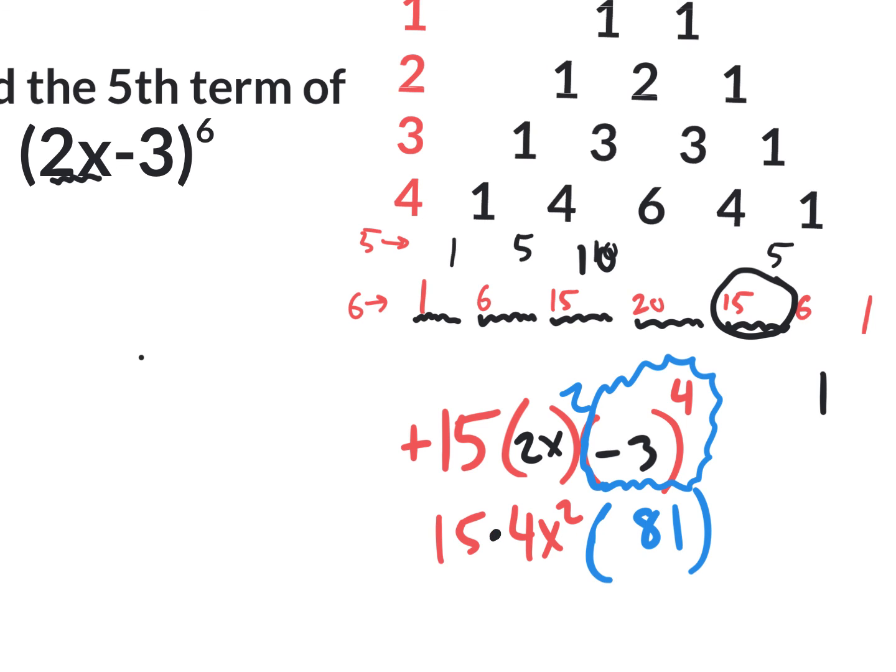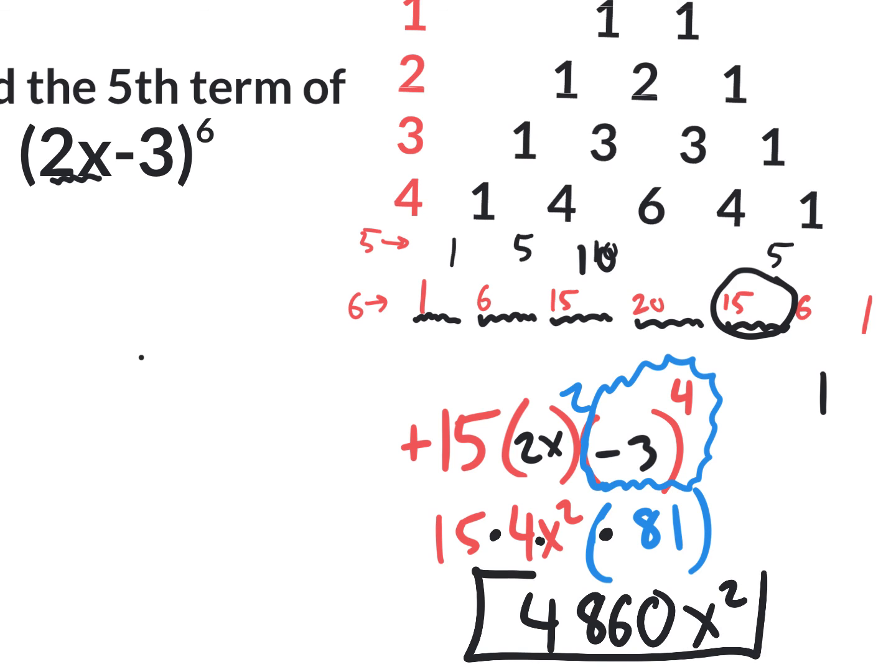You have 15 times 4 times x squared times 81. So with the calculator, we are going to multiply 15 times 4 times 81. Final answer is 4,860 with your x squared at the very end. And that's your answer.